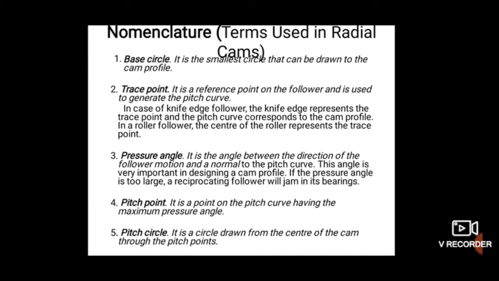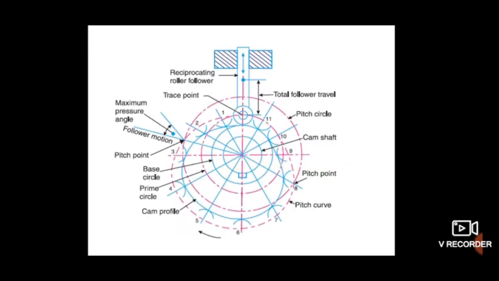Next one is pressure angle. It is the angle between the direction of the follower motion and a normal to the pitch curve. This angle is very important in designing a cam profile. If the pressure angle is too large, a reciprocating follower will jam in its bearing. So as we can see in the figure, this is the line of the follower and this is the normal to the pitch curve. So the angle between the follower motion line and the normal to the pitch curve is known as a pressure angle. Pressure angle will be different at every point.